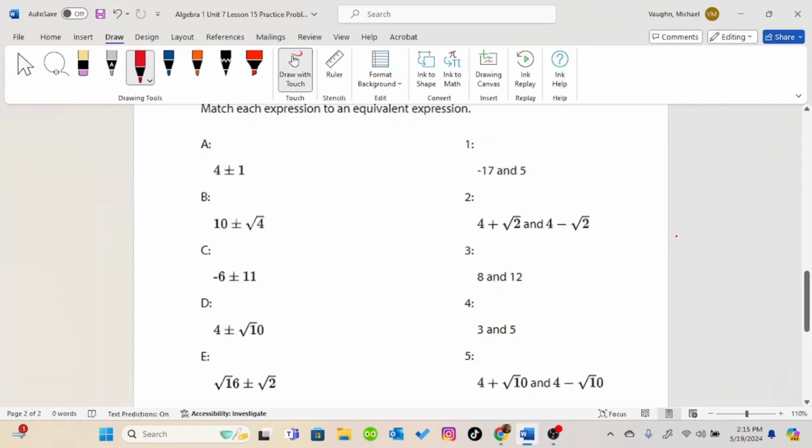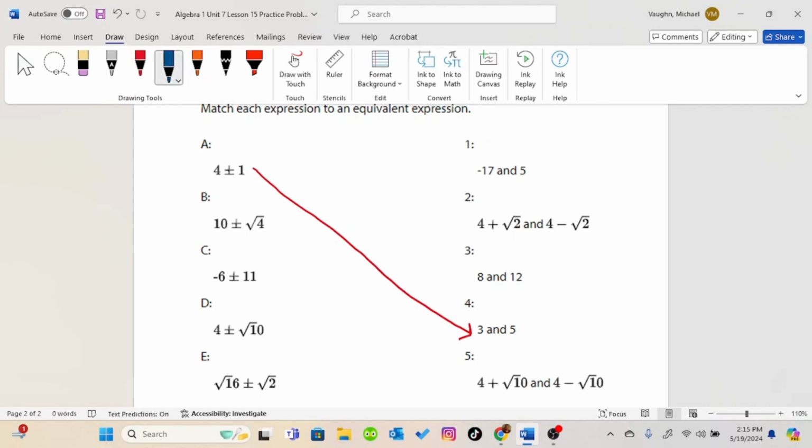Top of page 2. Match each expression to an equivalent expression. So, when we look at choice A, we have 4 plus or minus 1. Well, 4 plus 1 would be 5, and 4 minus 1 would be 3. So A matches choice 4.